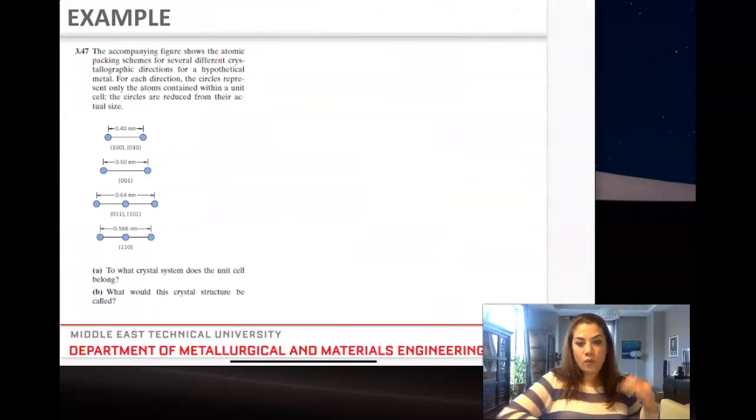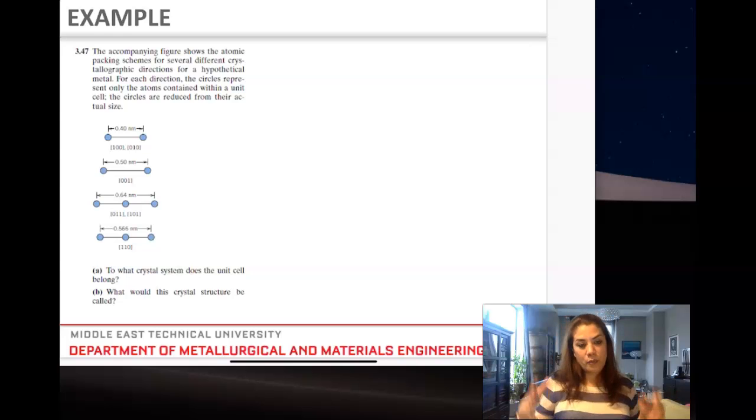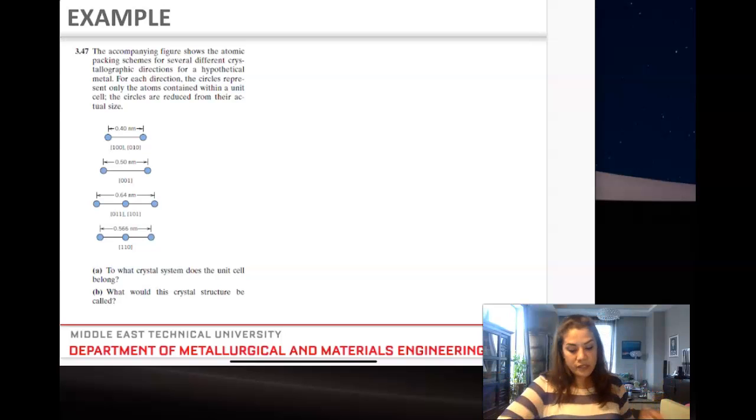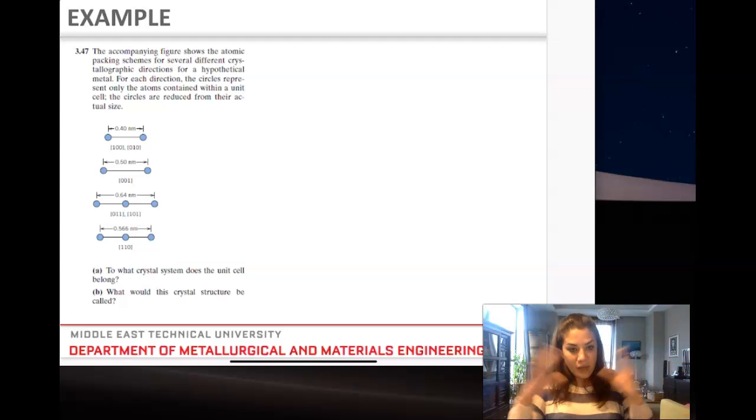So let's solve one final example, and then I'm going to move on to the next section, part three, and the last part, the last discussions, on crystallographic materials, crystal structures in terms of polymorphic transformations, interstitial sites, or ionic solids. But let's wrap up this part three, where we're discussing the crystallographic planes.